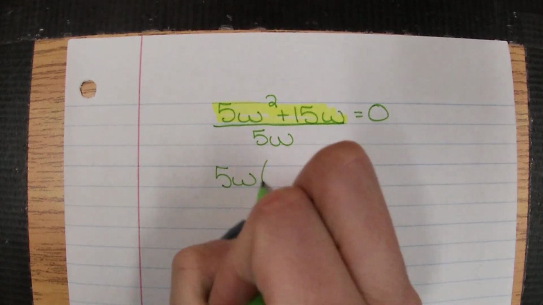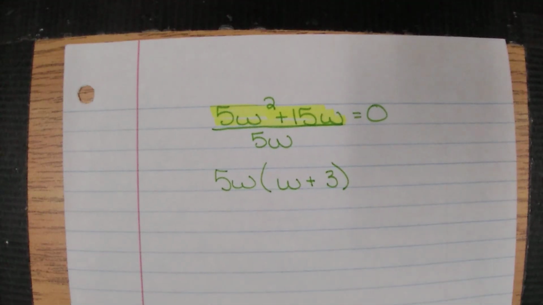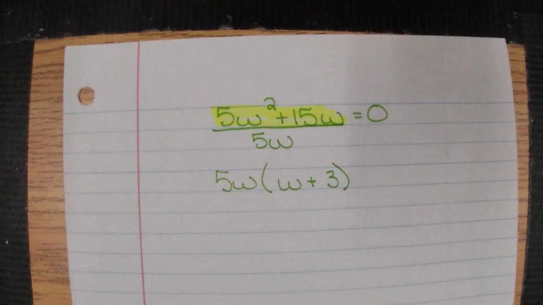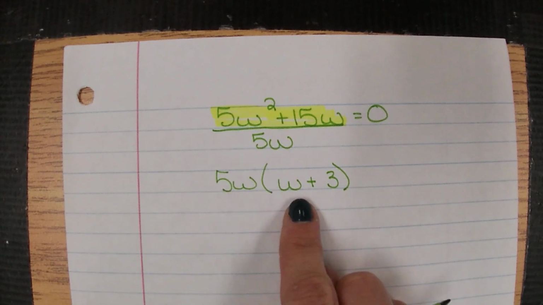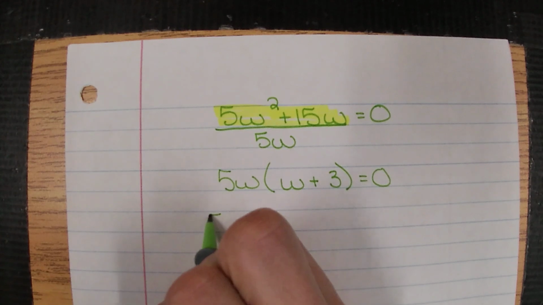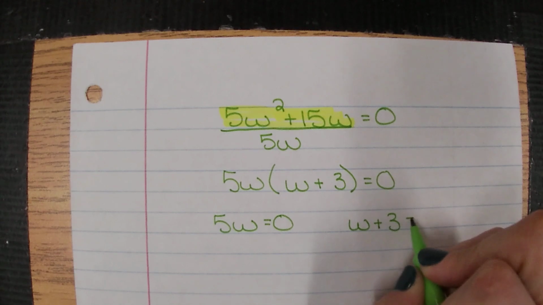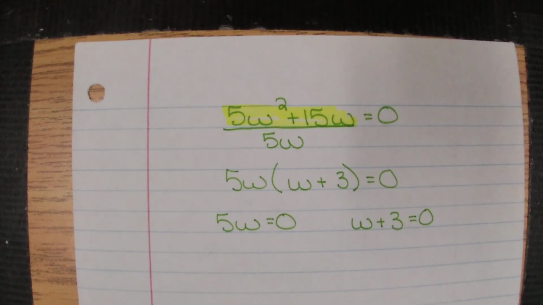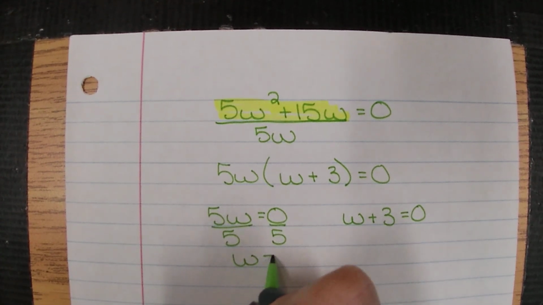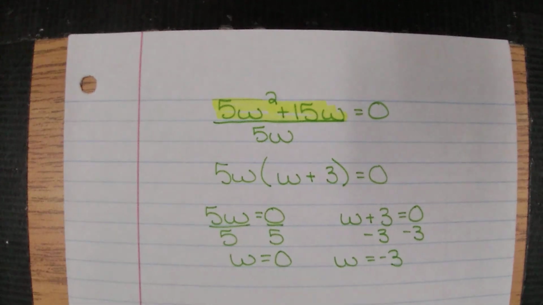So I factor out that 5w, which will leave me with a w plus 3. Okay, so now instead of saying 5w squared plus 15w equals 0, I'll have 5w times w plus 3 equals 0. So I can set both of those equal to 0. So 5w equals 0 or w plus 3 equals 0. Okay, so when we solve, w equals 0. Or w equals negative 3.